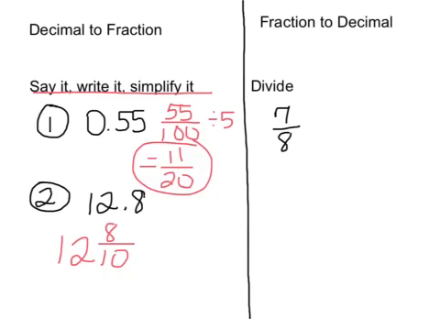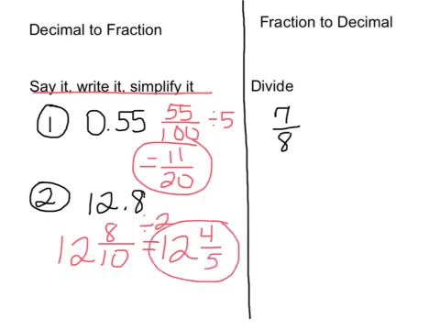Our last step is to simplify. 12 just goes right along with it. We're going to simplify the 8 and the 10, thinking what number can go into each of those. Well, 2 can go into each of those. 8 divided by 2 is 4, and 10 divided by 2 is 5. We can't simplify anymore, so we're left with 12 and 4/5.